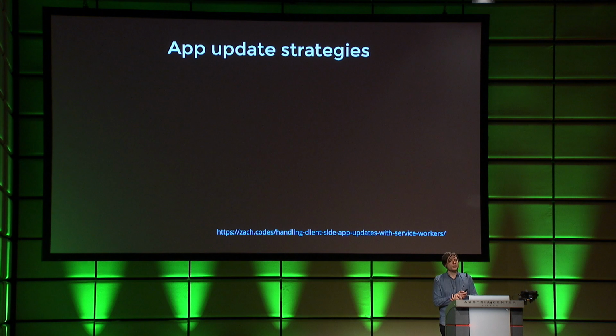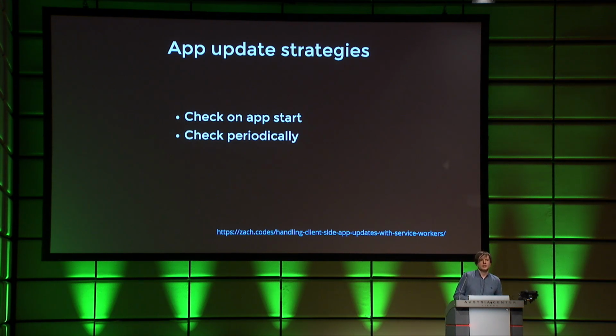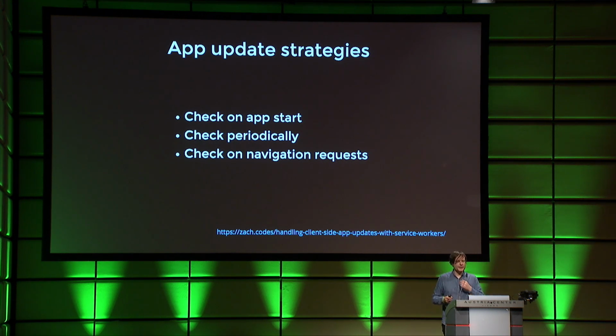We can even go for some update strategies. When to perform these checks? Obviously, we want to do it on application start. Also, if it's important for us, we can do this check periodically. So if a user has this tab open for, I don't know, days or hours, and we update our app frequently, we can do this check. Or we can introduce an intermediate approach and do this check only on navigational requests.